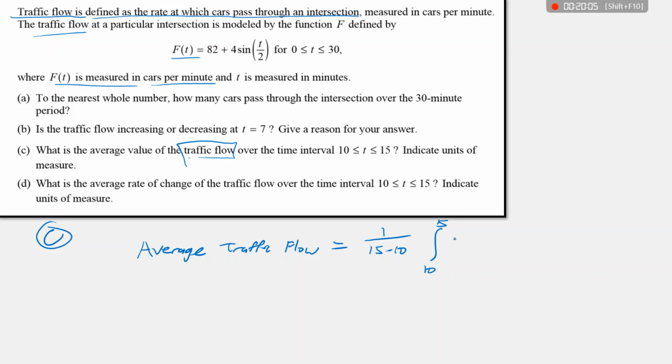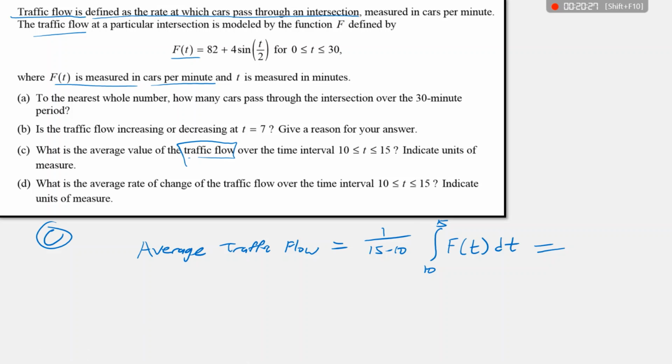From 10 to 15. Okay, from 10 to 15 of what am I integrating? F of t. Perfect. The integral of f of t dt. Because this is with the calculator, I believe that's all we have to write actually. So we can just solve this now.